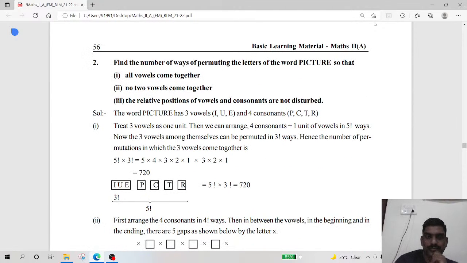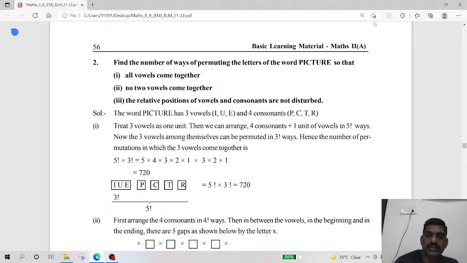Next question. Find the number of ways of arranging the letters of the word PICTURE so that all vowels come together, no two vowels come together, and the relative positions of vowels and consonants are not disturbed. Okay, all vowels come together. What is the word here? PICTURE is the word. Vowels are I, U, E, and the consonants are P, C, T, R. All vowels come together means I, U, E can be taken as one set, and P, C, T, R are the different sets. Then totally 5 sets we have.